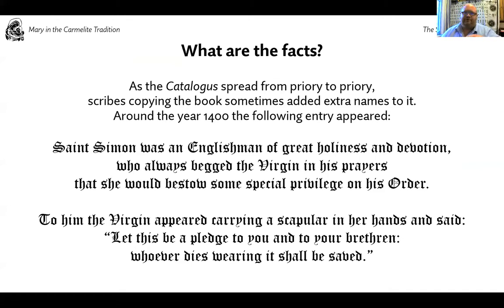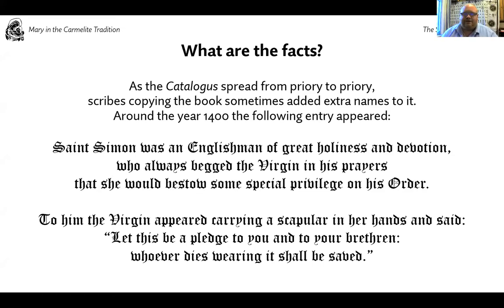And as this catalogue spread from Carmelite house to Carmelite house, printing presses hadn't been invented quite yet. It was still scribes copying down everything by hand. And as they copied, they would add things in that they knew about. And then a copy would be passed to the next priory and they would probably add something in. So by dating these different copies of the catalogus, we know that around the year 1400, this entry was added.